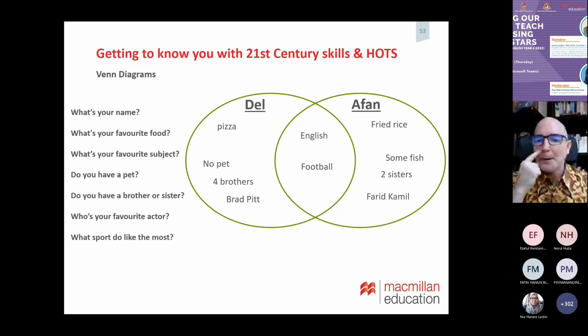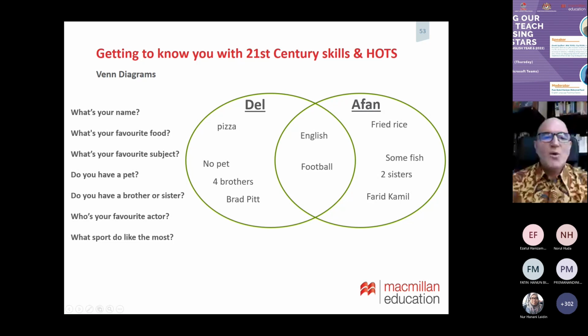So for example, you've put in the chat box chicken, rice, fish, 4 sisters, 2 brothers, Jackie Chan, and badminton. So you wouldn't fit in our middle circle, but you would have your own unique ideas. All right. You would fit with Afan though, wouldn't you, with fish? So that would be another link that you would fit in there. So you can see they get more complicated and more interesting.